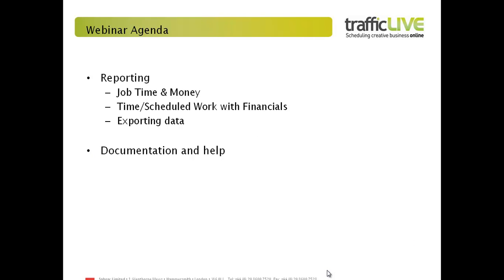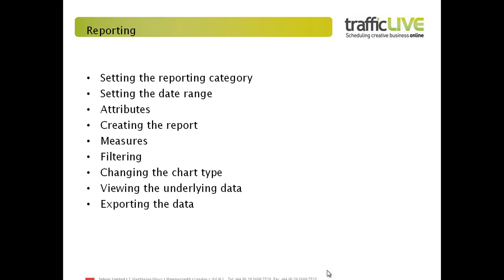Within this tutorial we'll be looking at the different types of reports you can create, including job time and money, time scheduled work with financials, exporting data, and also some links to some documentation and help. Within reporting we'll look at various categories, beginning with setting the reporting category, setting the date range, attributes, creating the report, measures, filtering, changing the chart type, viewing the underlying data, and exporting the data.